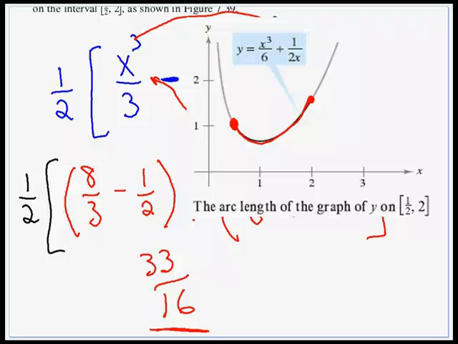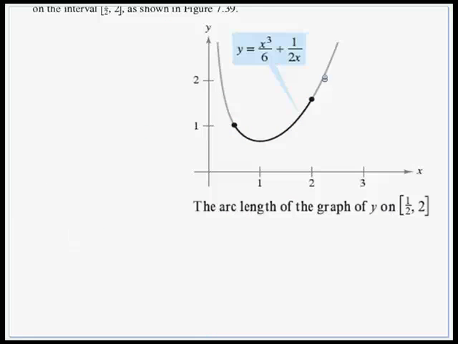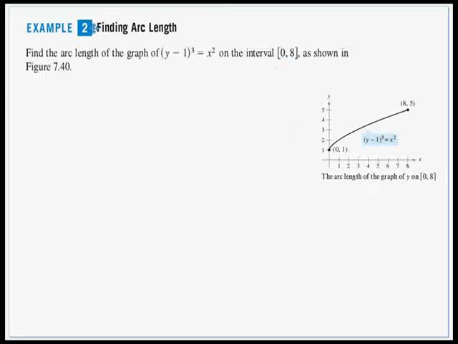Okay, that was a pretty juicy problem there. Next example isn't so long. Example 2, again, just another arc length. Find the arc length of the graph of, here's our function, y minus 1 quantity to the third equals x squared on the interval from 0 to 8, as shown in the picture.